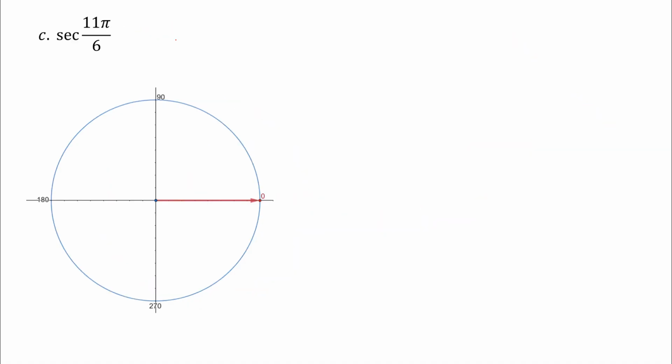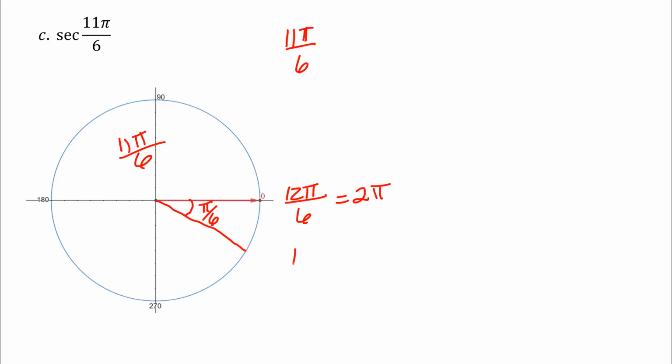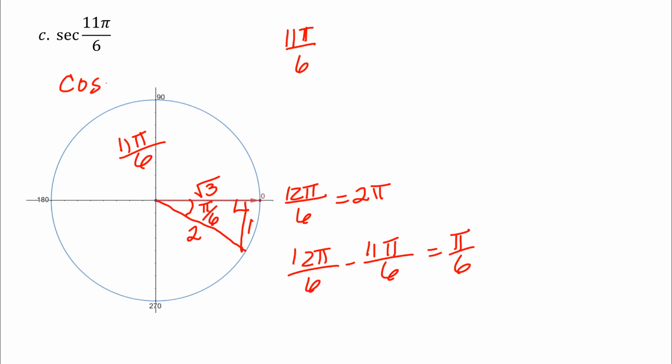Okay? You've got 11 pi over 6. 11 pi over 6 is almost 2 pi because 12 pi over 6 would be 2 pi. So you're going to be going all the way around the circle, except you're going to stop short pi over 6. So you can think 12 pi over 6 minus 11 pi over 6 is pi over 6. So the cosine of pi over 6, so pi over 6 is our reference angle. The cosine of pi over 6 is adjacent over hypotenuse, so square root of 3 over 2.